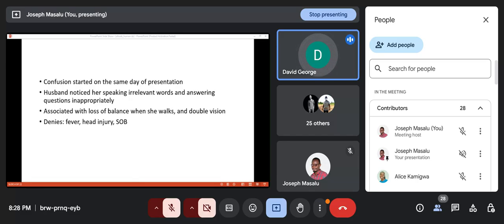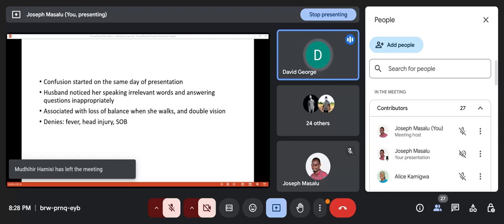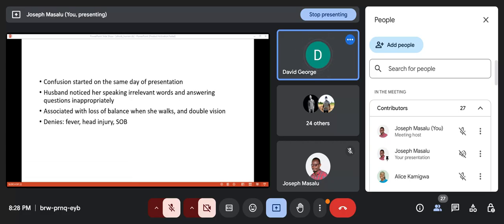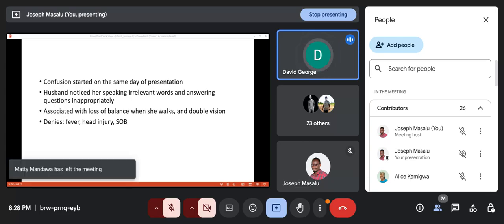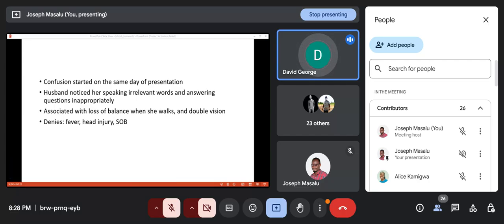And then for I, again, intoxication. So intoxication with many things. You have opioids, you have benzodiazepines, for example. All these can cause altered mental status as part of intoxication. Or you can think about, again, overdose. And then for U, you think about uremia. All these things I'm mentioning, some of them are a possibility, some of them are not. Now, the patient is confused, and there is a loss of balance when she walks, and there is double vision.